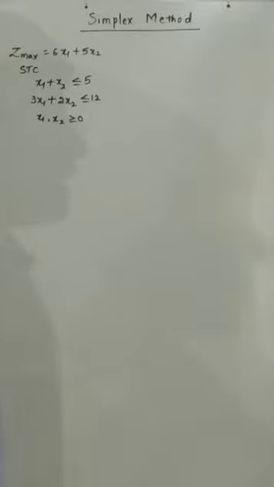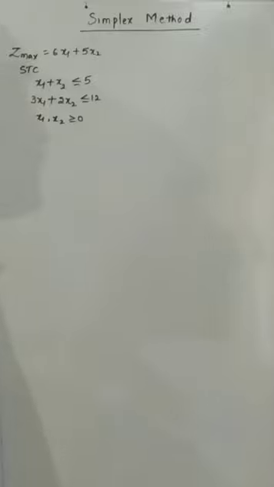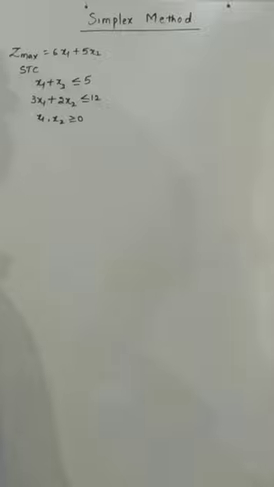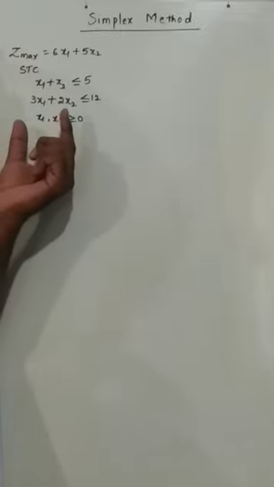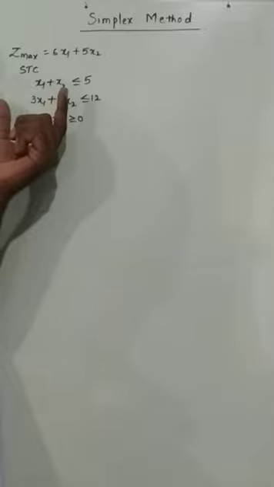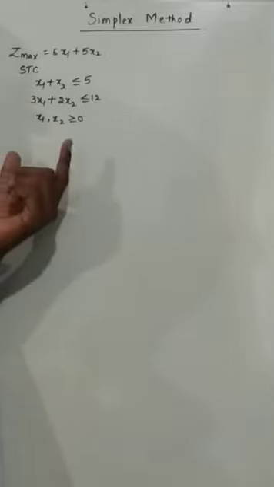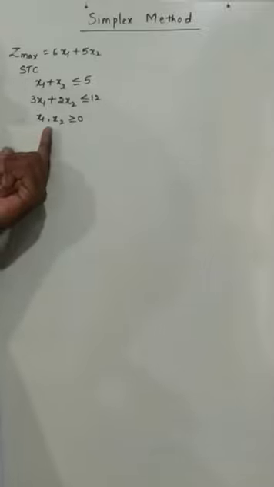Okay, so my dear friends, today I am going to discuss the simplex method. If they have given the problem like this: Z max equal to 6x1 plus 5x2 subject to the constraints x1 plus x2 less than or equal to 5 and also 3x1 plus 2x2 less than or equal to 12, x1, x2 greater than or equal to 0.